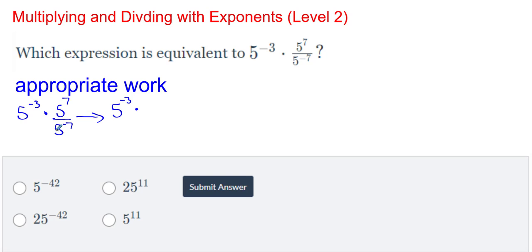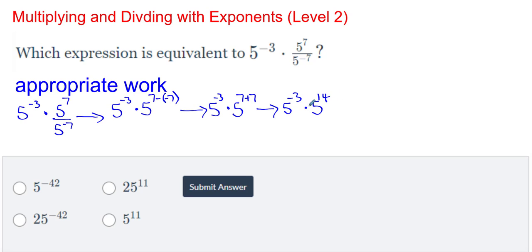And when I'm dealing with division, same base, we subtract the exponents. So 5 to the power of 7, subtract a negative 7. We'll simplify this as 5 to the power of negative 3 times 5 to the power of 7 plus 7. Again, negative, that's going to switch to a positive. So now I have 5 to the power of negative 3 times 5 to the power of 14.